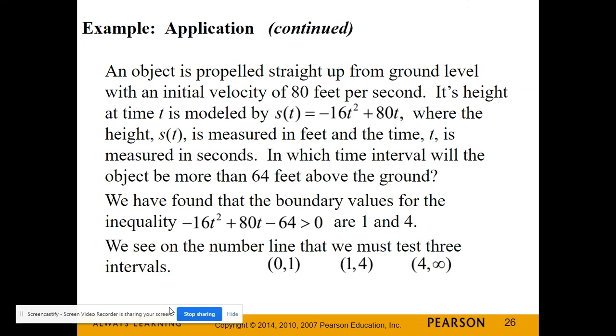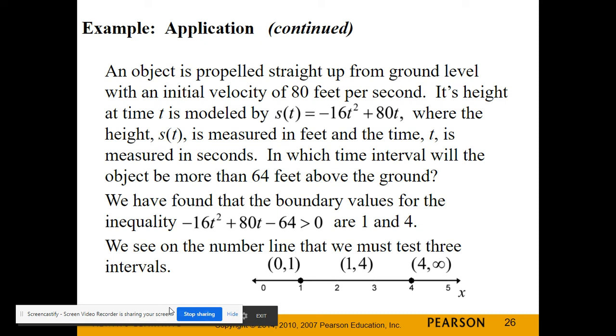So your three intervals are everything left of 1 second. And we're starting at 0 because obviously we're not going back in time, so we're only using positive values for x here. The second interval is between 1 and 4, and the third interval is everything to the right of 4. And then on a number line, there you go, 1 and 4.